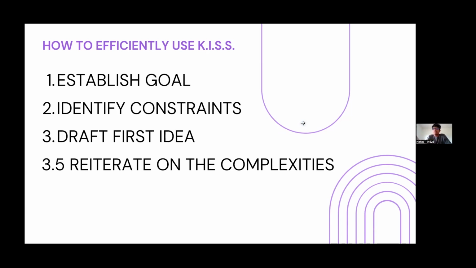And that goes on to 3.5, which is reiterating on the complexities. So after you've drafted out your first, second, or third idea, look at that design. Is there something that you don't really need? And if you don't need that, maybe you can find a workaround. Like, how do we make this design without having that complexity? So it's really important to always draft out your idea, and that allows you to have those complexities all ironed out. I'll go through these one by one.